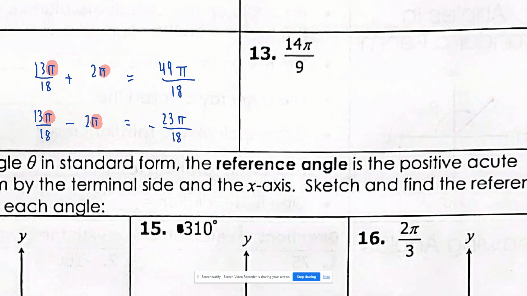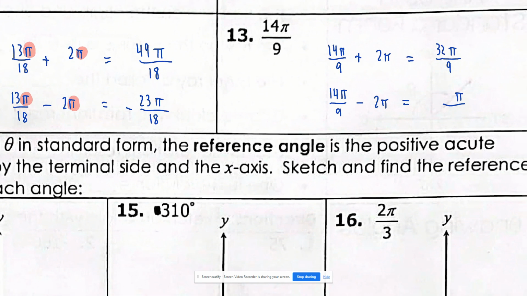Real simple. Let's do this one real fast. So we got 14 pi over 9 plus 2 pi. We're going to leave the pi alone. And we're going to do 14 pi over 9 minus 2 pi. We're going to leave pi alone. So who's got 14 over 9 plus 2? 32 over 9. So it's 32 pi over 9. And then who's typed in 14 over 9 minus 2? Negative 4 over 9 is what it said. So negative 4 pi over 9. Done.